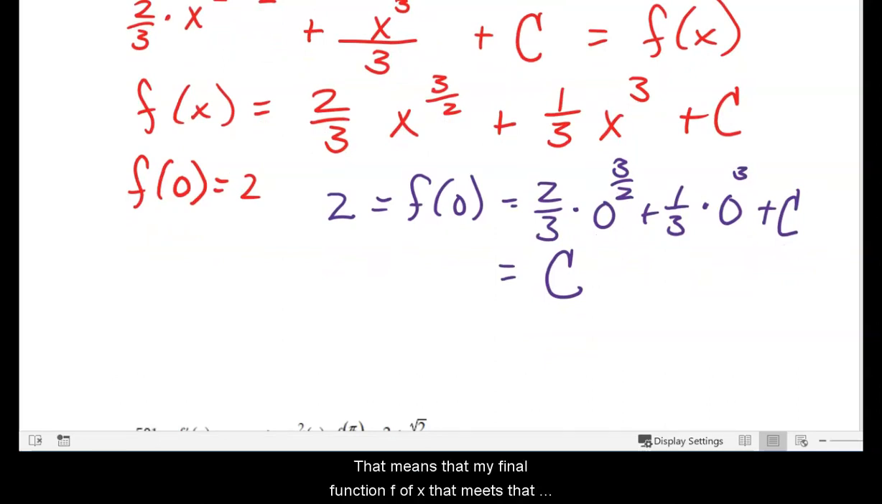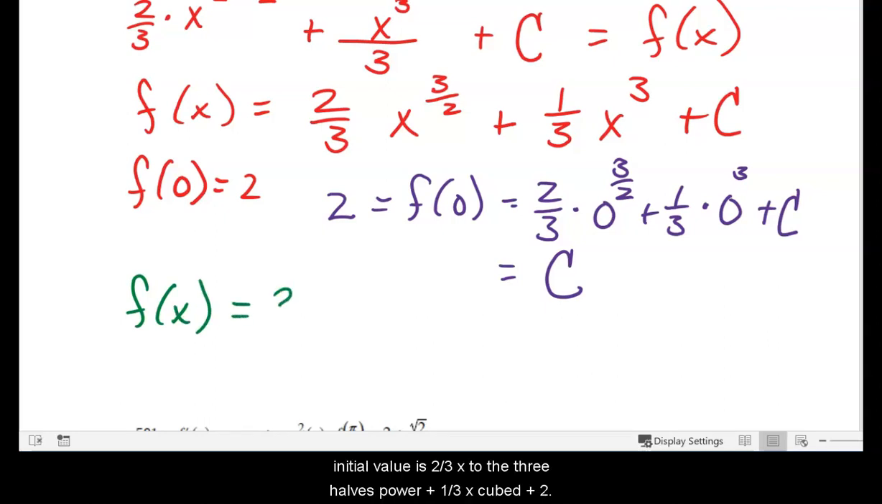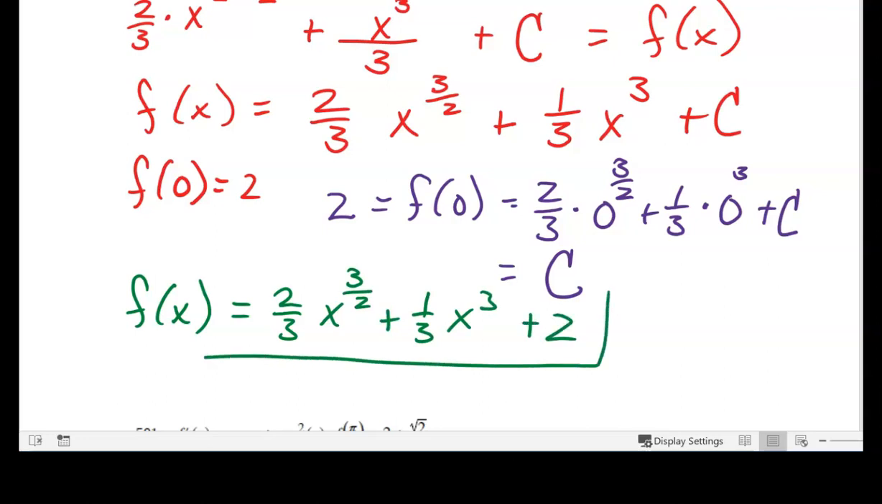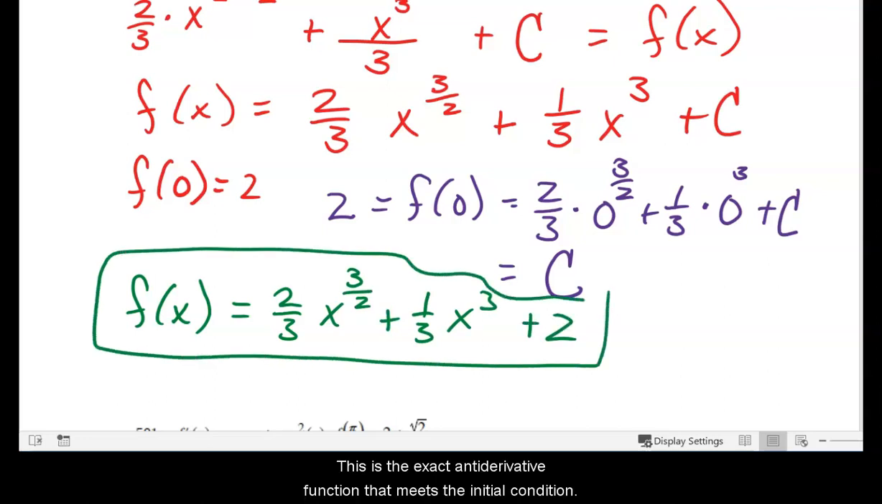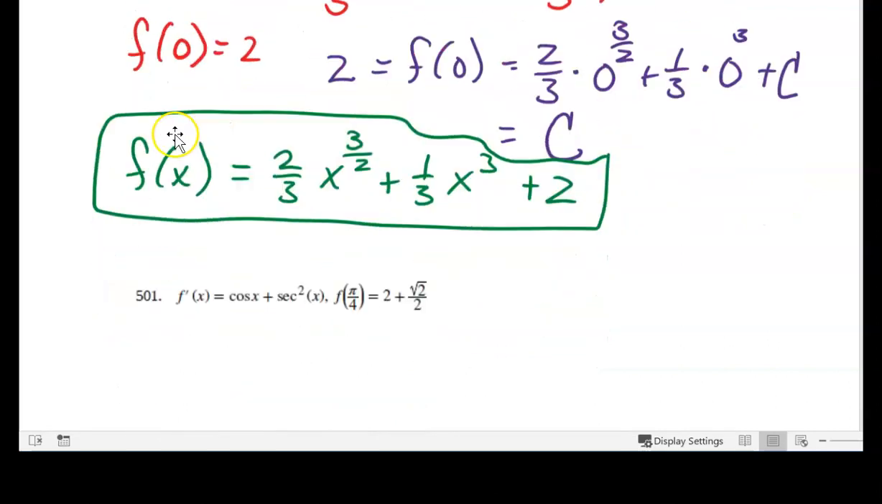That means that my final function, f of x, that meets that initial value is 2/3 x to the 3/2 power plus 1/3 x cubed plus 2. This is the exact antiderivative function that meets the initial condition. Let's take a look at one more.